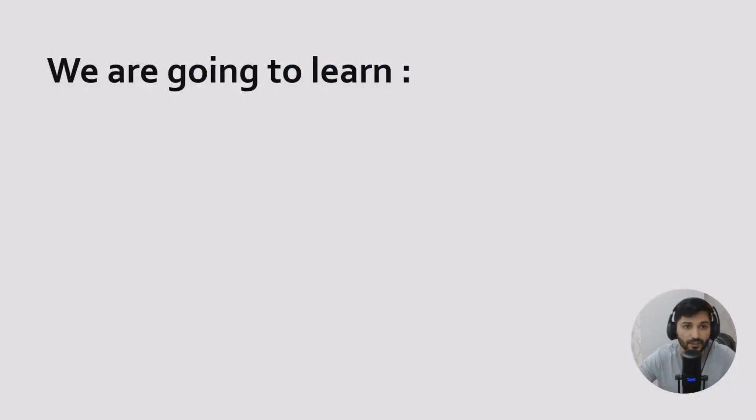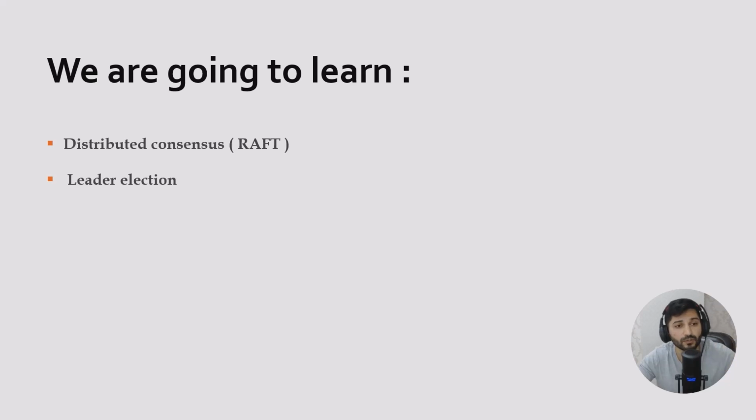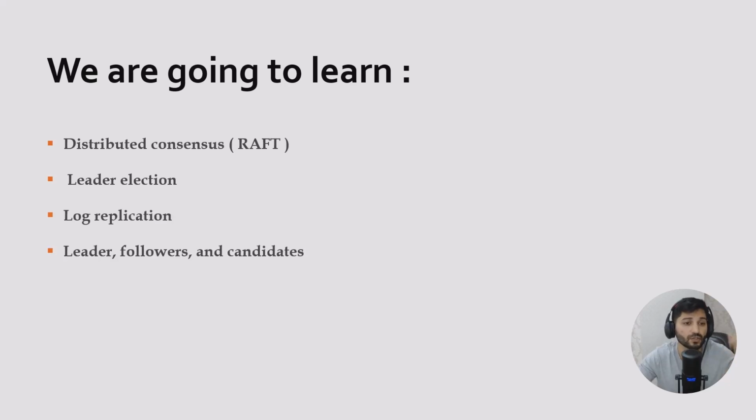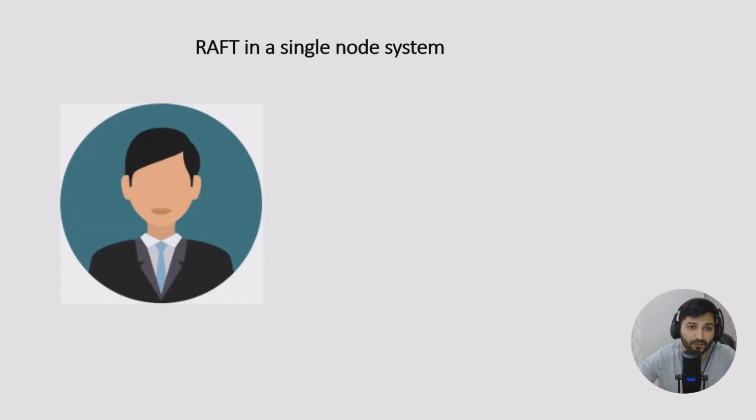So let's get started. What we are going to learn: we are not just going to learn distributed consensus as RAFT, but we are going to learn leader election, log replication, leader, follower, candidates, and timeouts like heartbeat and election timeout. They are actually the subtopics of RAFT, but we are going to cover a lot of interesting stuff in this tutorial. So let's get started. First, let's start directly from our problem domain.